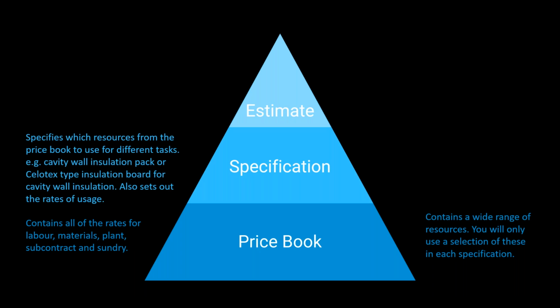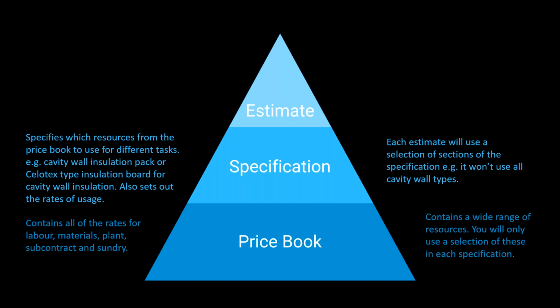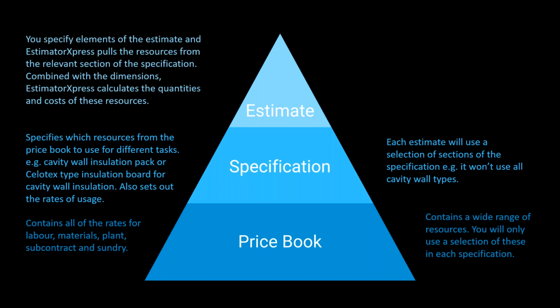In the next session, we'll be looking at the specification. Generally, it specifies the resources from the price book to use for different tasks, so cavity wall installation pack or Celotex type installation board for the cavity wall installation. It also sets out the rates of usage. We'll get more detail into that in the next session, so we can see how these specifications behave and how it impacts upon our work. It's also a great opportunity to tinker and learn how to swap things around and make the software do what you want it to do effectively.